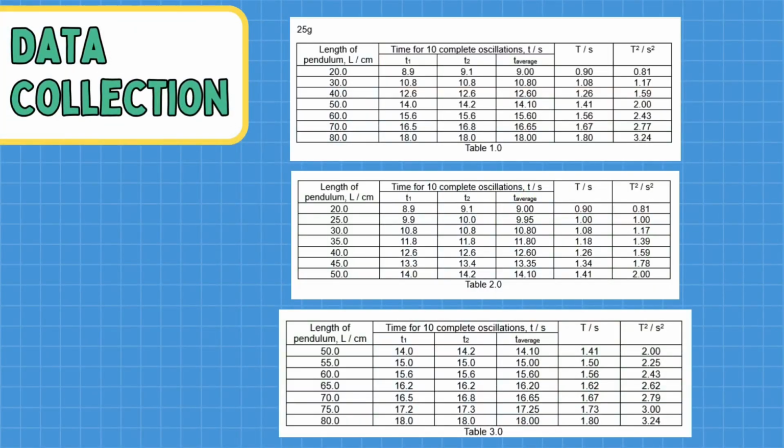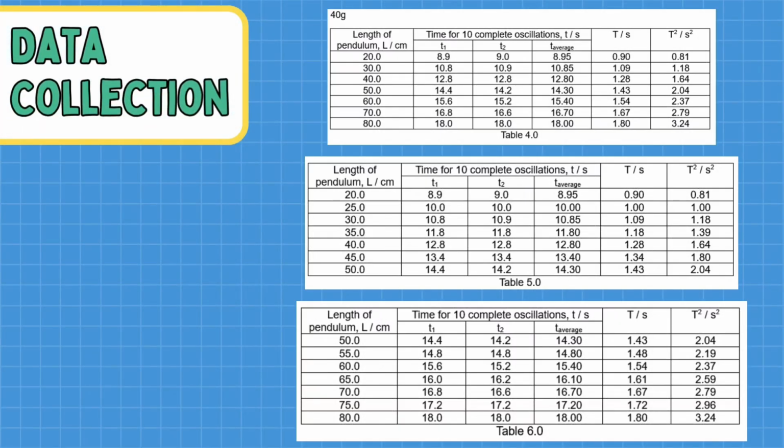This slide shows the data collected using a 25-gram plasticine bulb. The length of the pendulum was varied from 20 cm to 80 cm, while the mass remained constant at 25 grams throughout the experiment. For each length, we measured the time taken for 10 complete oscillations twice, and the average time was calculated to improve the accuracy of the results. Then the period T was obtained by dividing the average time by 10, and T squared was calculated. The data is presented in three tables for easier reference.